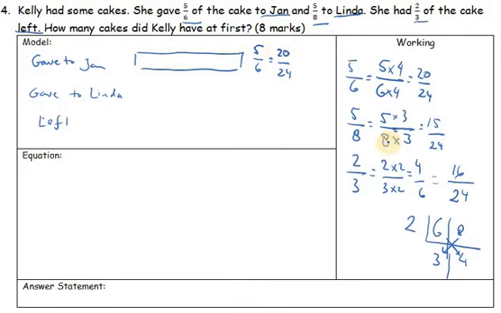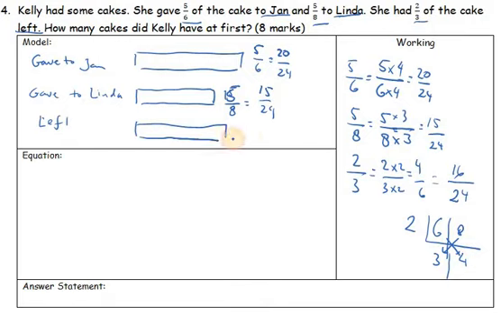And then gave to Linda is 15 out of 24, so it should be around like this. 5 out of 8 is equal to 15 out of 24. Now what is left? Left is a bit longer than the number that was given to Linda. This is 2 out of 3, equal to 16 out of 24. Now, how many cakes did Kelly have at first? This is the question mark over here.